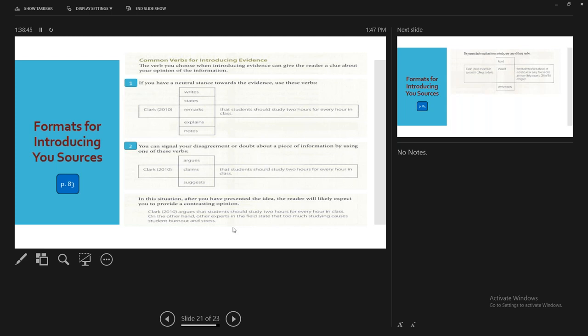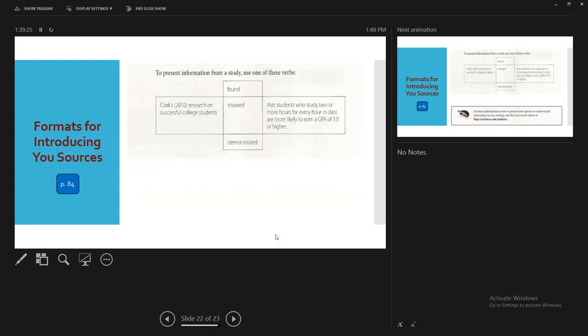Any question about these two cases? No questions. Okay. The others? Thank you, Mariam. No? Okay. Then the last thing connected to this as well is to present information from a study, use one of these verbs.